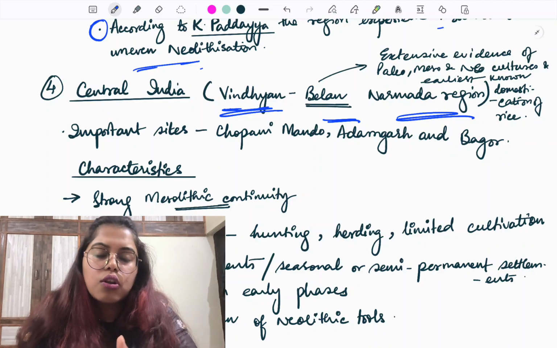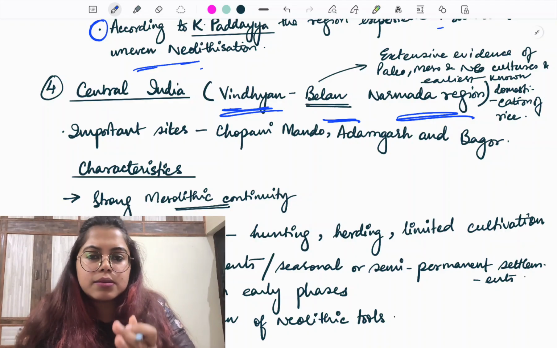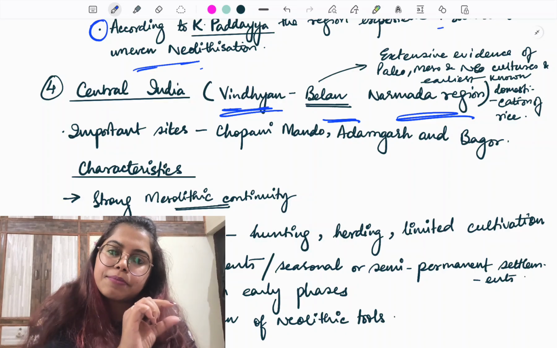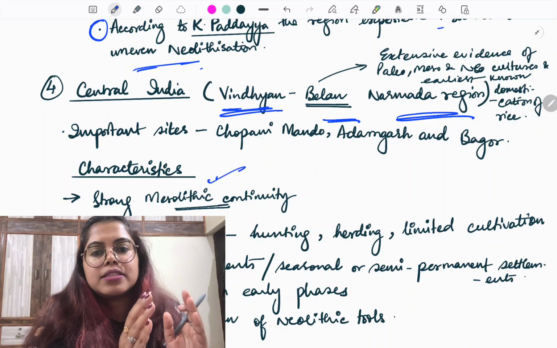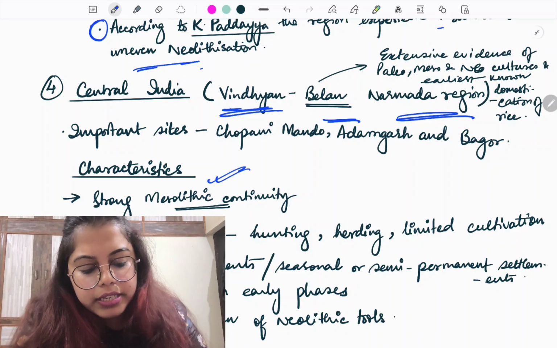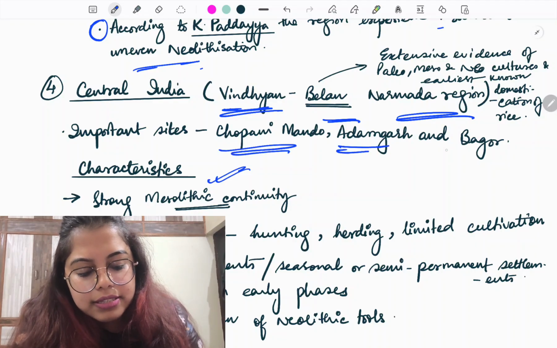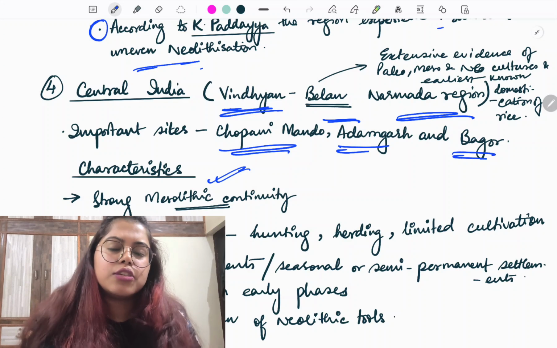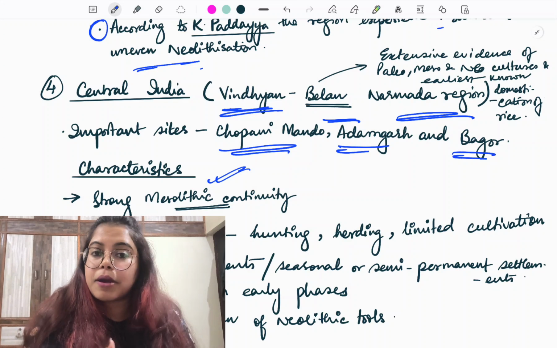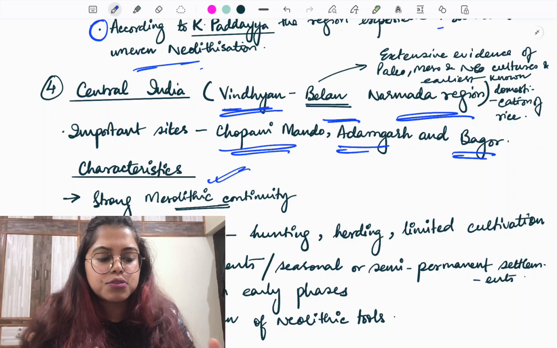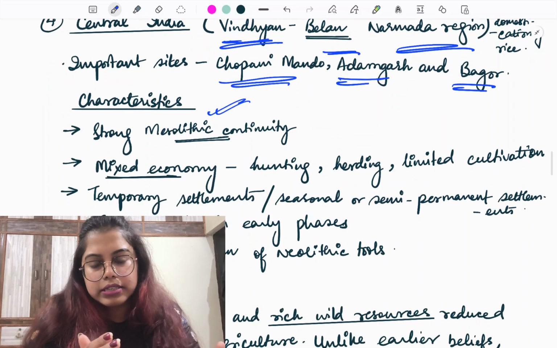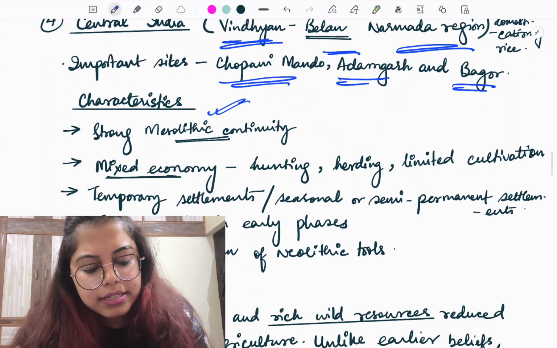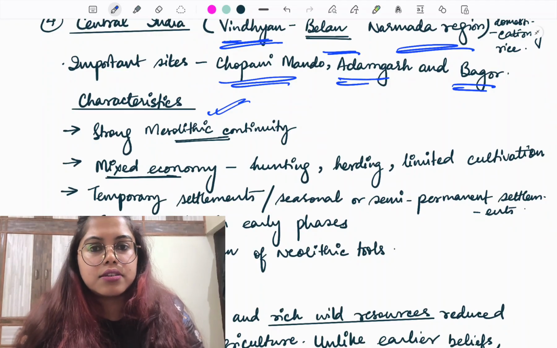मतलब chronological evolution ki Paleolithic se Mesolithic se Neolithic developments, they can be clearly seen in the sites of the Belan Valley area, right? So again here the characteristics is okay, and the sites are Chopani Mando, we have Adamgarh, we have Bagor. So covering areas of Rajasthan. Bagor kahan pe hai? Bagor is in Rajasthan, so usko bhi hum kya kar rahe hain, usko bhi we are including in Central India. Now, characteristics is strong Mesolithic continuity.